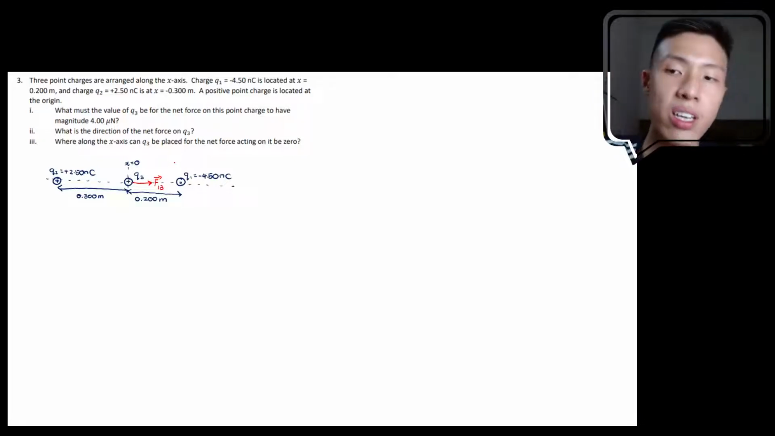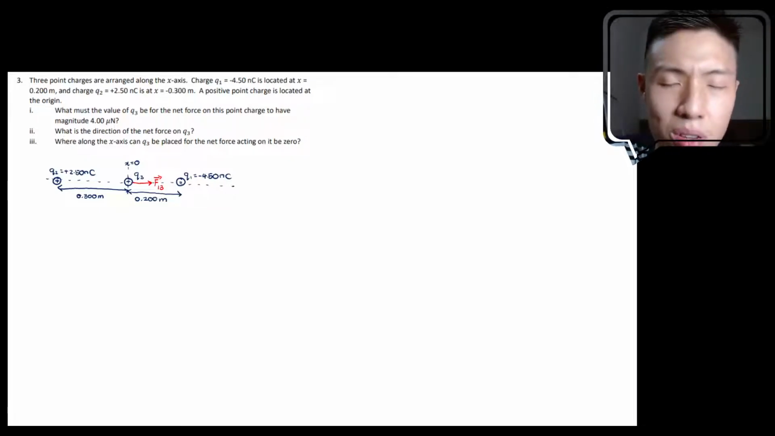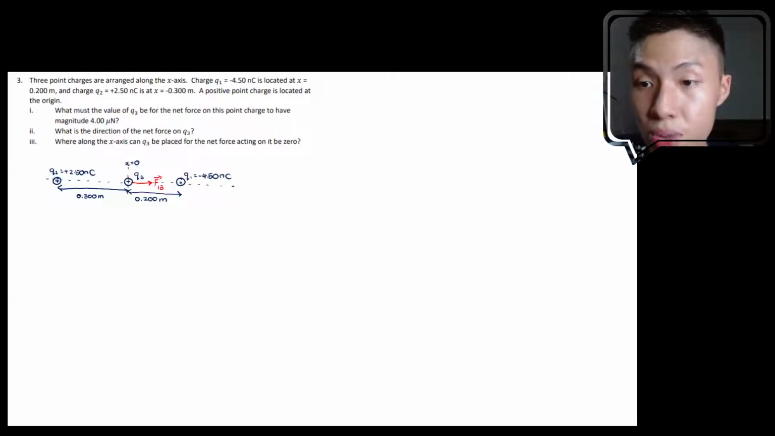So this force here is called force by 1 on 3. Q1 is pulling, Q3 is being pulled. So the one pulling is Q1. The one being pulled is Q3. So by 1 on 3 means that it's exerted by Q1 on Q3. Q1 is the one doing the pulling. Q3 is the one being pulled.